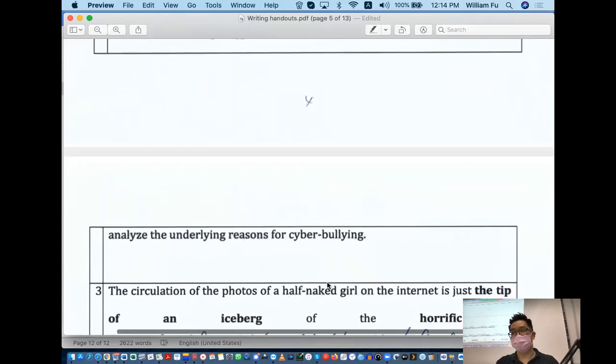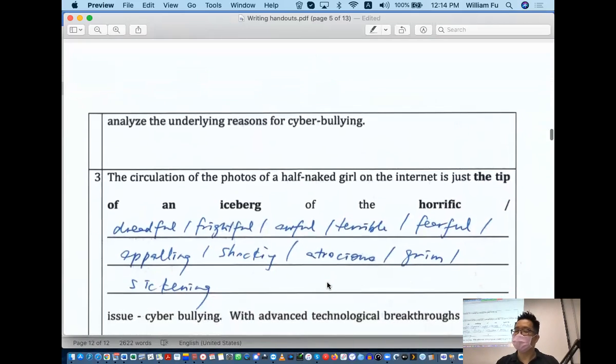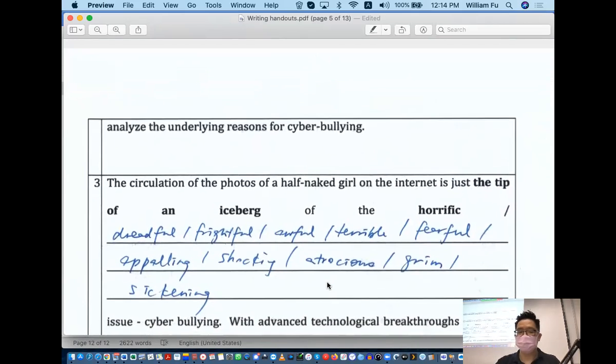Now, number 3 should really be the 4th one. The number 4th one is really good. I don't know whether you know, I'm sure you don't know the story. I will tell you the story. The circulation. First of all, what's the meaning of circulation?